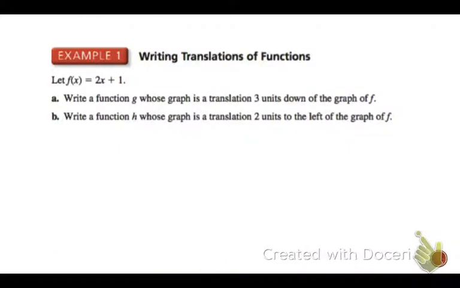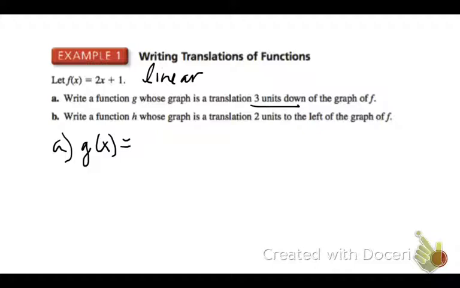So let's go through example 1. We've got the function f of x equals 2x plus 1. That's a linear function, and the first thing we want to do is write a new function, g of x, whose graph is a translation 3 units down of that graph.